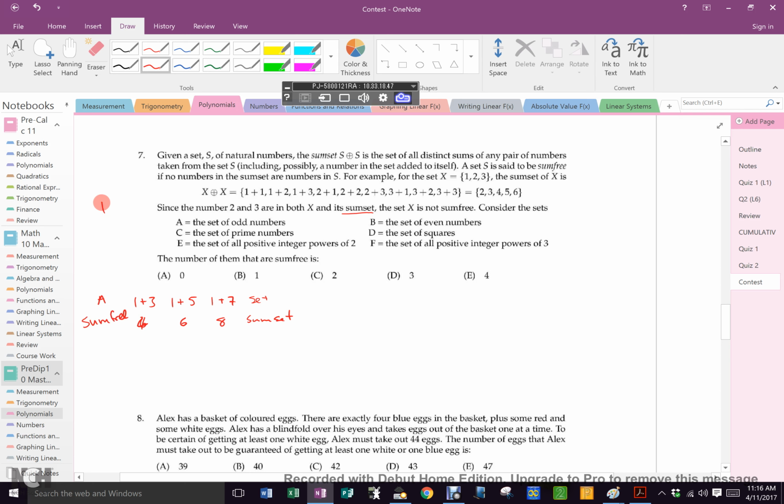So I have at least 1. Now let's check the rest. B, even numbers. Well, that's obviously not going to work because 2 plus 4 is 6. And then 2 plus 6, there's 6 in both sets. So B is out. C, prime numbers. 1 plus 3 is 4. 1 plus 5 is 6. 1 plus 7 is 8. You're going to get even numbers.